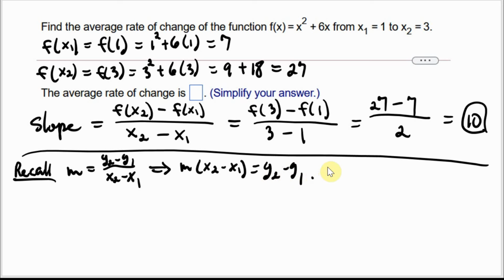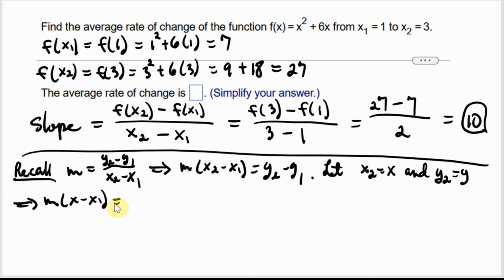Now, if we let x sub 2 equal to x and y sub 2 equal to y, this implies that we have m times x minus x sub 1 is equal to y minus y sub 1. And we can write it with the y's on the left side. So that is y minus y sub 1 is equal to m times x minus x sub 1.